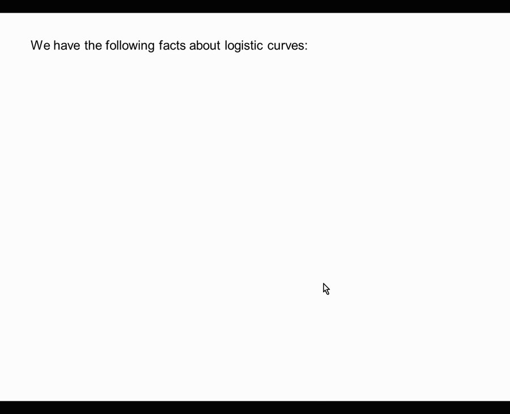Now, we have the following facts about logistic curves. Number 1, the inflection point occurs at t equals K over 2. Notice it's the carrying capacity divided by 2, or another way of saying it, one half of the carrying capacity. That's the t value or the x value. To get the actual functional value, you would take that number and plug it into the function. So you evaluate N of K over 2 in order to get the actual population.